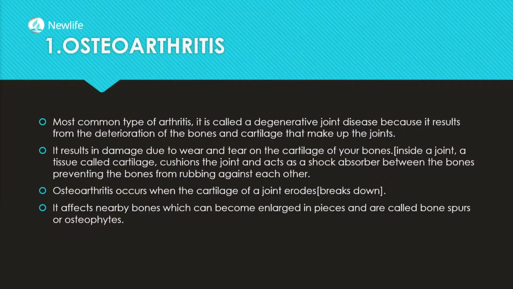So what is osteoarthritis? This is the most common type of arthritis, and it is called degenerative joint disease because it results from the deterioration of the bones and the cartilage that make up the joints. It results in damage due to wear and tear on the cartilage of your bones. Osteoarthritis occurs when the cartilage of a joint erodes or breaks down. It affects nearby bones, which can become enlarged in pieces and are called bone spurs or osteophytes.